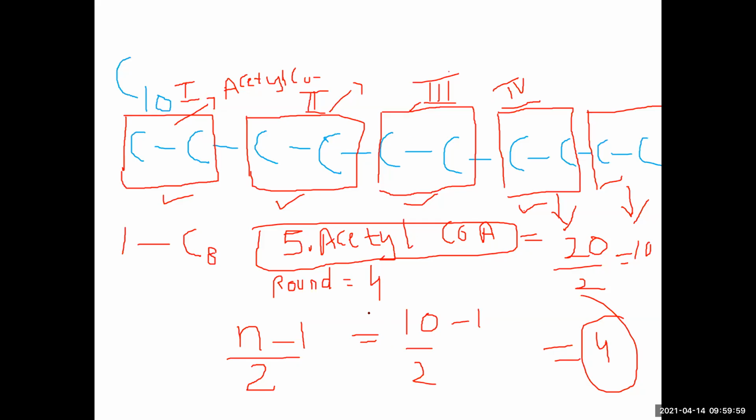Do we need any explanations? Because this doesn't end here. We still have something else coming up. Tell me if you have any doubts about it. Anybody? Okay, what about C14? If I give you C14, how many acetyl CoAs? 7. Very good. And how many rounds? 6, of course. Thank you. That means you understood it.